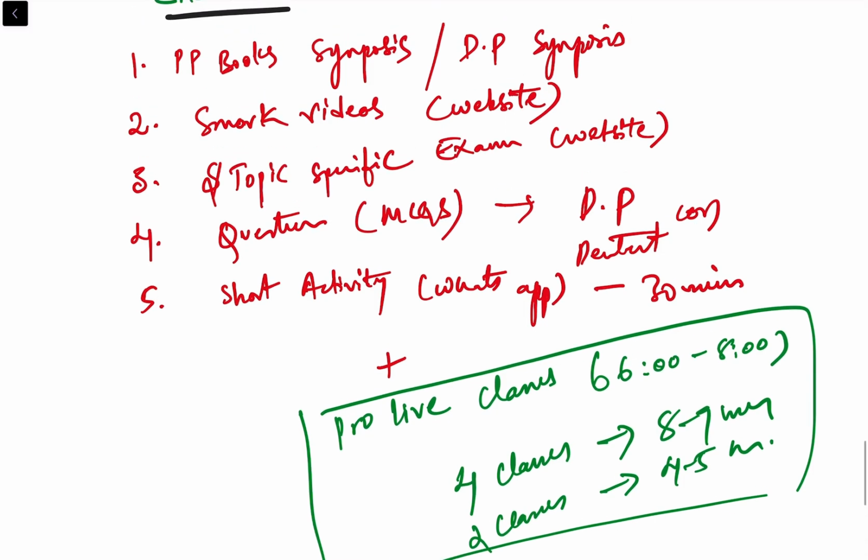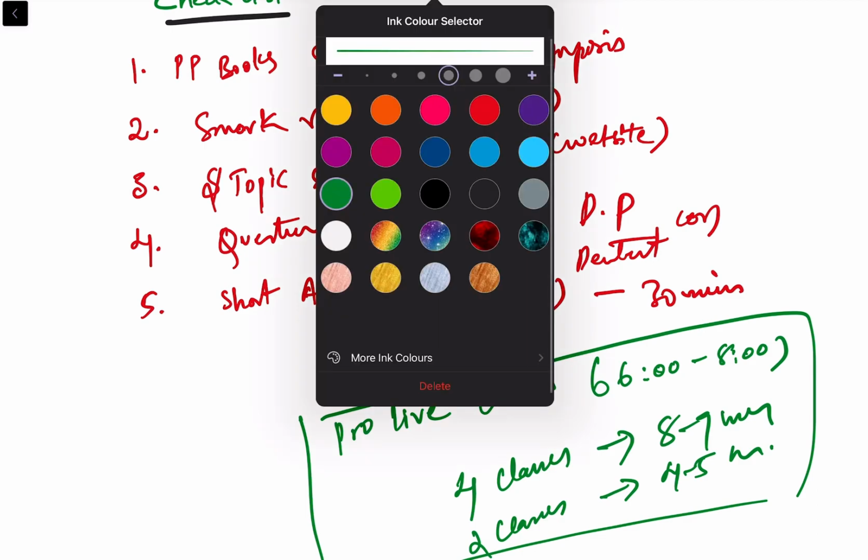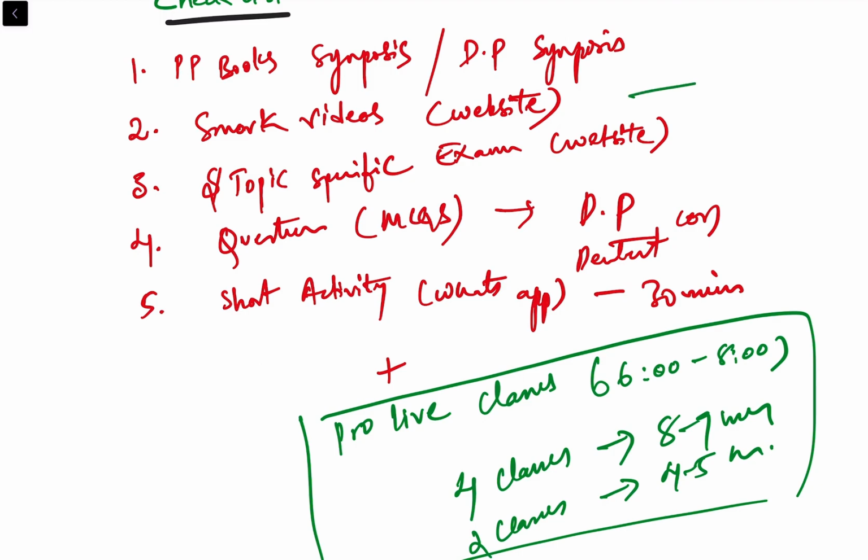Coming to the sequence, these are the mandatory things that you have to do during the first reading. If you ask me the sequence, I want you to start with the smart video on the website first, because I'm not very sure how good you are with the concepts and the subject. Maybe if you're a topper, if you have done very well or extraordinary, then the concepts may be strong, so it will be easy for you to understand.